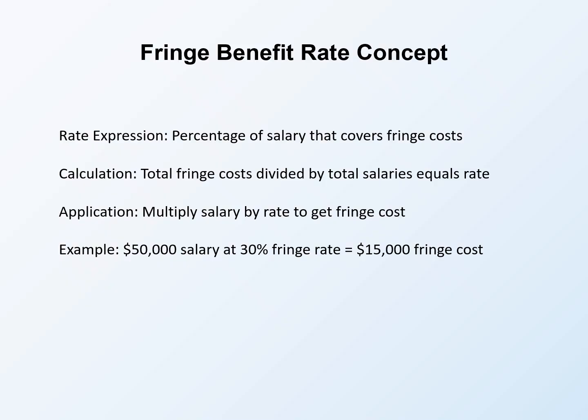Application is straightforward. Multiply salary by the fringe rate to get fringe cost. If a position has a project salary of $50,000 and your fringe rate is 30%, the fringe cost is $15,000. The total personnel cost for that position is salary plus fringe, or $65,000.